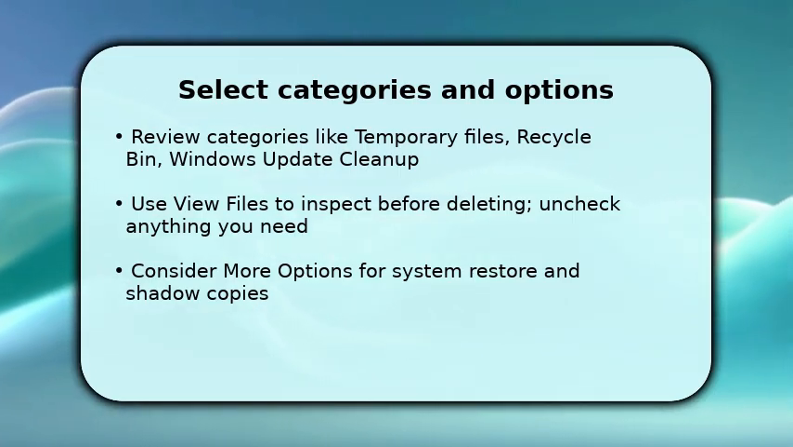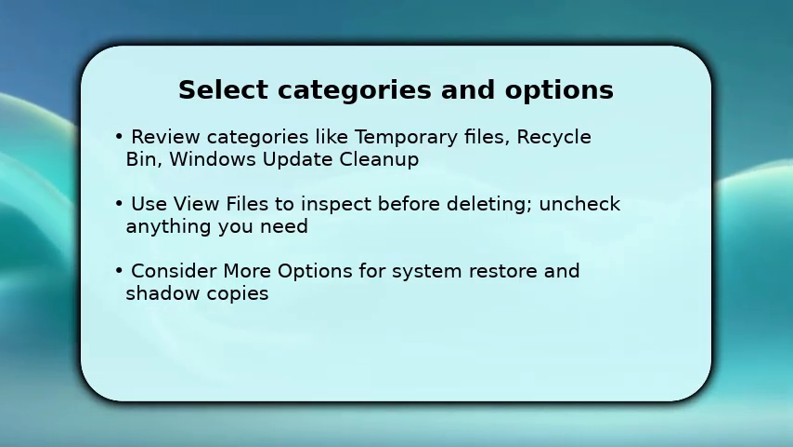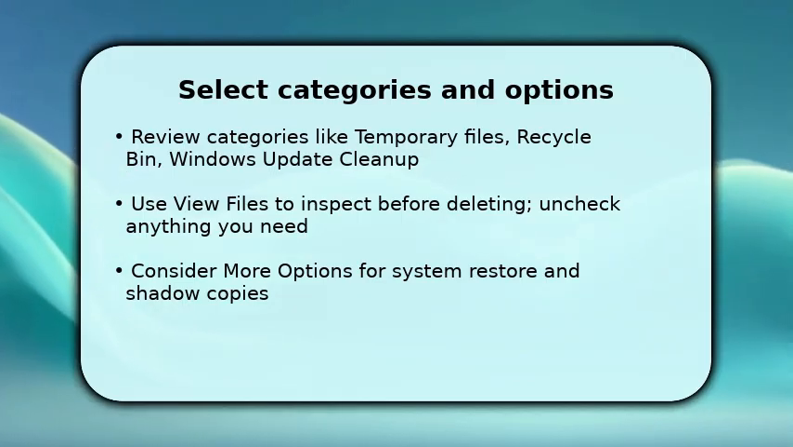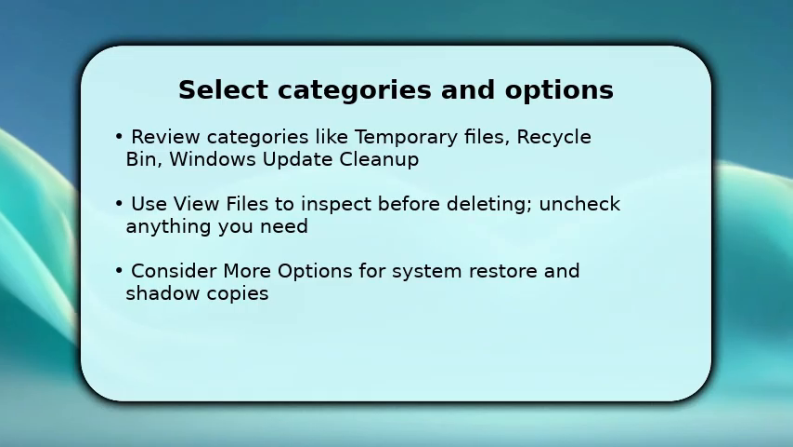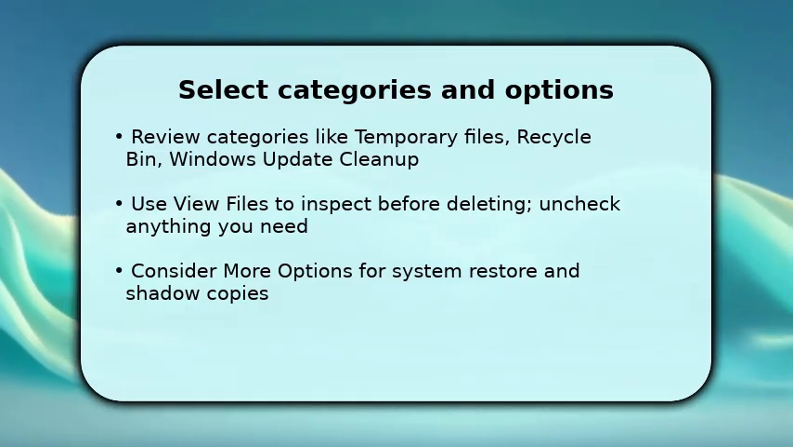Make selective choices. Emptying Recycle Bin is safe, but only remove downloads or installed program files if you're certain. Once done, click More Options to remove old system restore points and shadow copies, which can reclaim large amounts of space. Click OK and then Delete Files to begin the process.